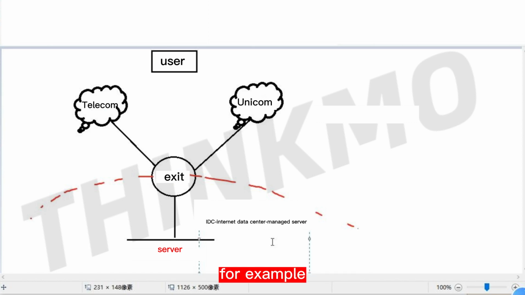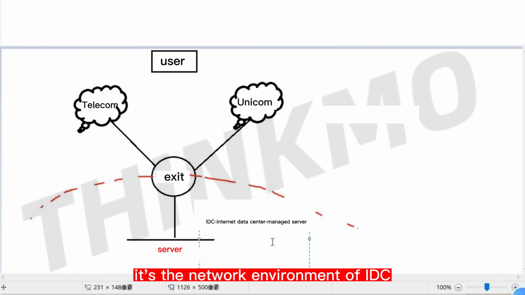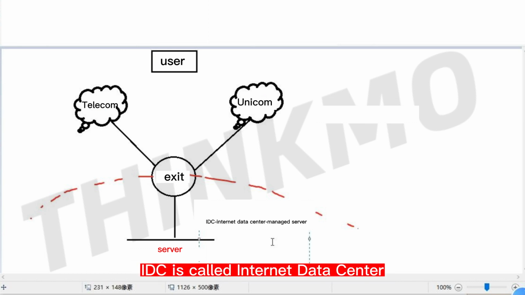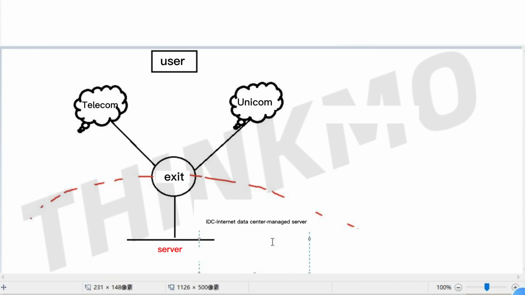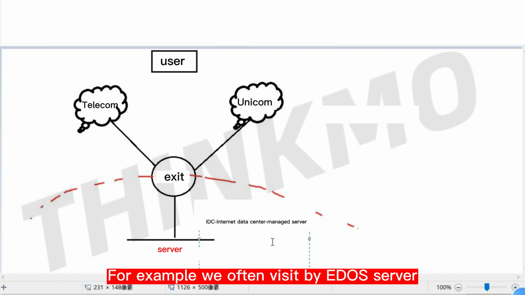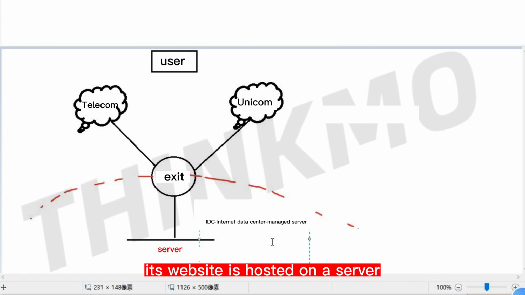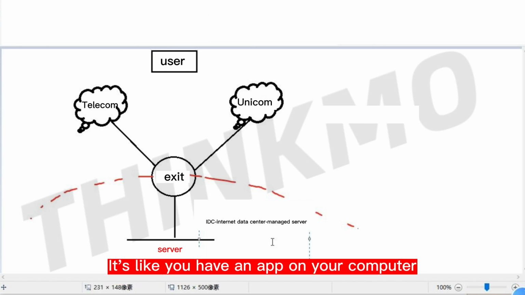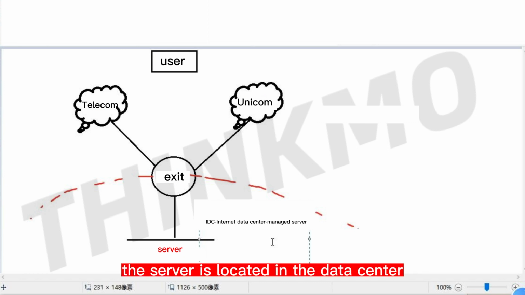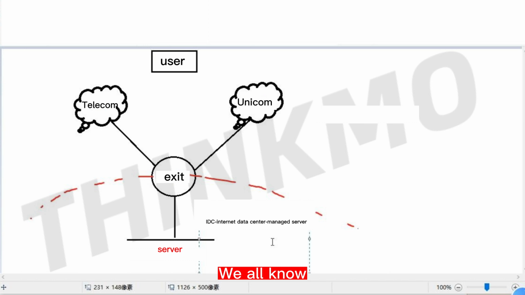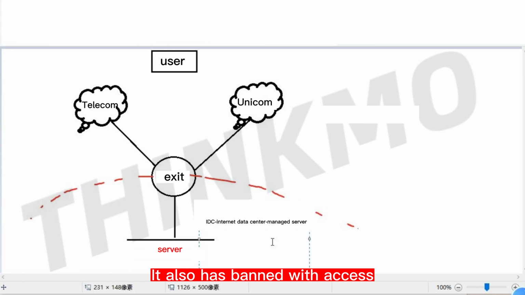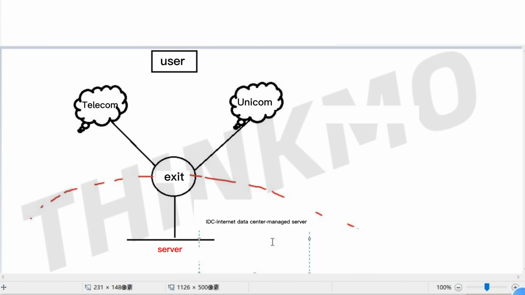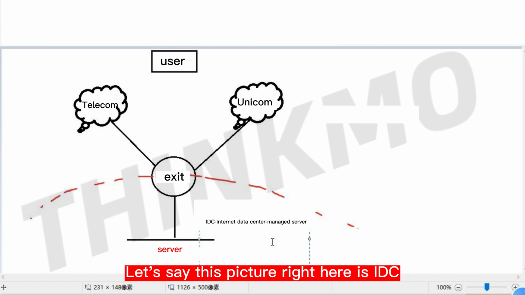In this picture, for example, it's the network environment of an IDC. IDC stands for Internet Data Center. What is the main activity in the data center? It mainly hosts servers. For example, we often visit Baidu's server. Its website is hosted on a server, like an app on your computer. The server is located in the data center. In addition to the necessary operating environment, it also has bandwidth access. You publish the server to the internet, and then you can access it. That's the first condition.